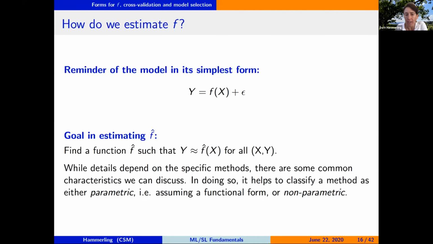And our goal here is we want to estimate that F hat in such a way that our predicted value Y hat is very close to the true Y for all X, Y. So we don't just want the model to be really good, let's say at the upper right tail. We want the model to be good everywhere where the model is supported. When we talk about model support, that refers to the range of Y and the range of the X's that we deal with.